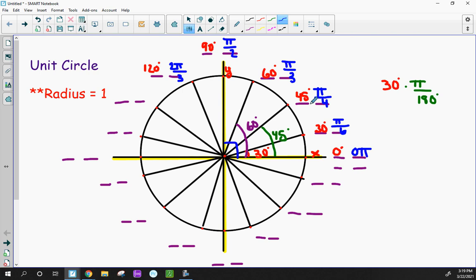Add 30, add 15, add 15, add 30, add 30. Next should be add 15. And so your next angle over here in the middle of quadrant 2 is 120 plus 15, which is 135 degrees. As a radian measure, that is 3 pi over 4.